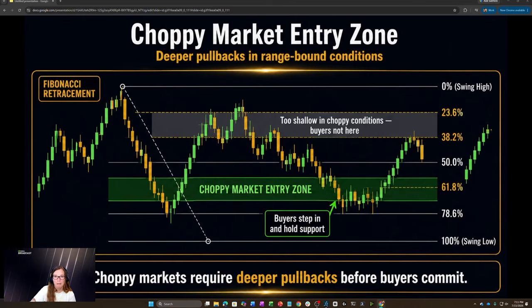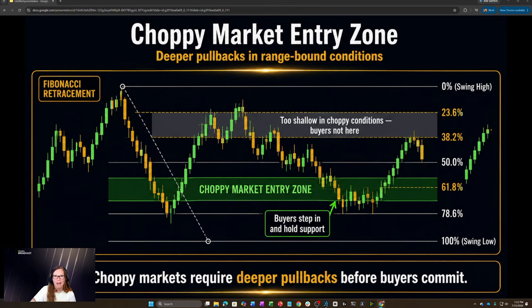So in a choppy market, a market that is oscillating, the entry zone that I use is the 50 to the 618 retracement, the deeper zone, the zone where the less confident buyer is waiting after seeing more of the move give back before stepping in.